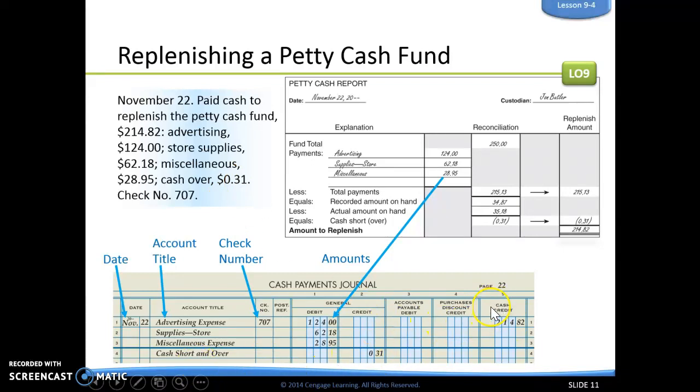Remember I told you that little trick that I use? Cash short. Short is on the left. That means a debit if it's short. Over is on the right. That means it's a credit if it's an over. So I'm crediting cash short and over for 31 cents. Now, again, you should double check to make sure that your debits equal your credits. Last step would be to put in that check number of 707.